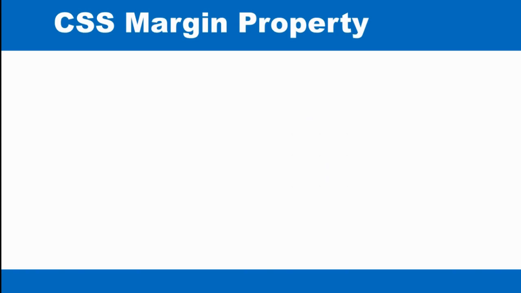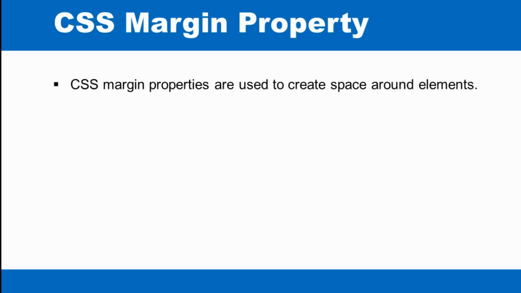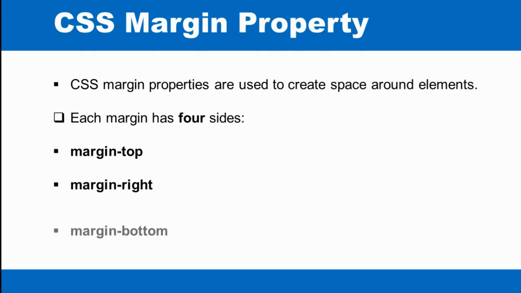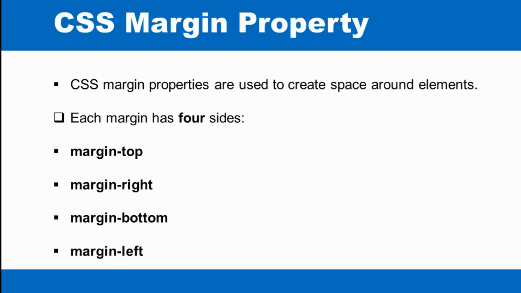The CSS margin properties are used to create space around elements. Each margin has 4 sides, and you can use the CSS margin property to set the margin area of all 4 sides of an element. The 4 sides of the margin properties are margin top, margin right, margin bottom, and then the margin left.